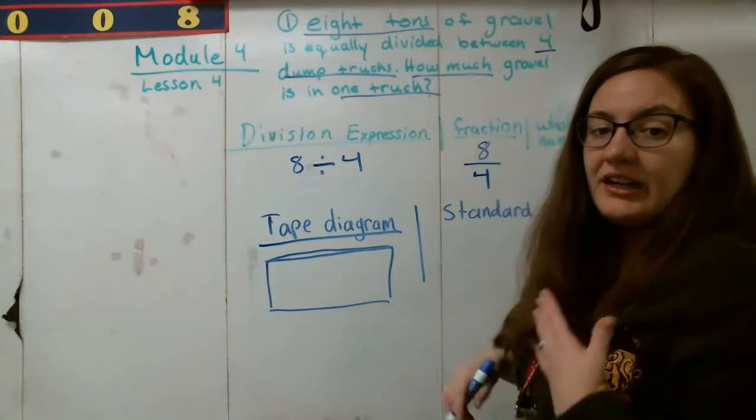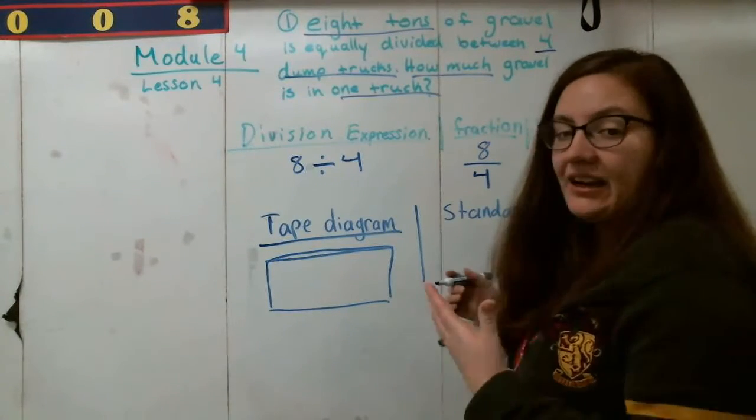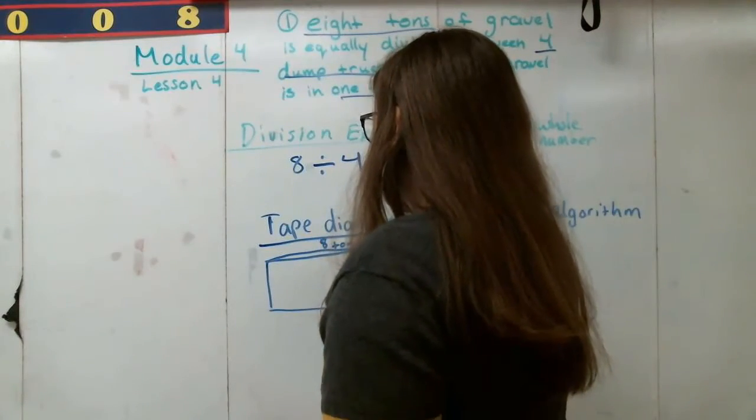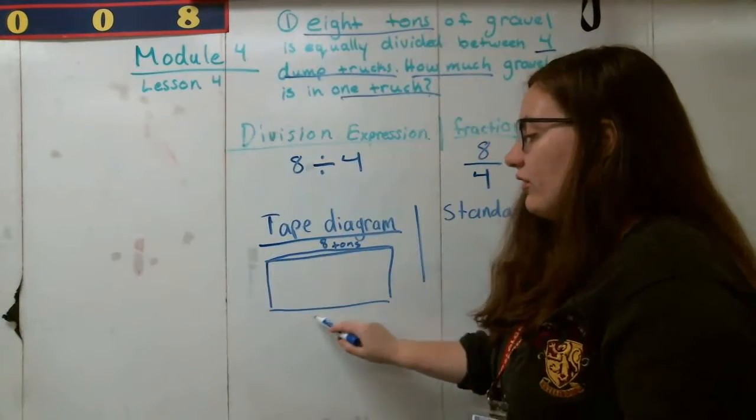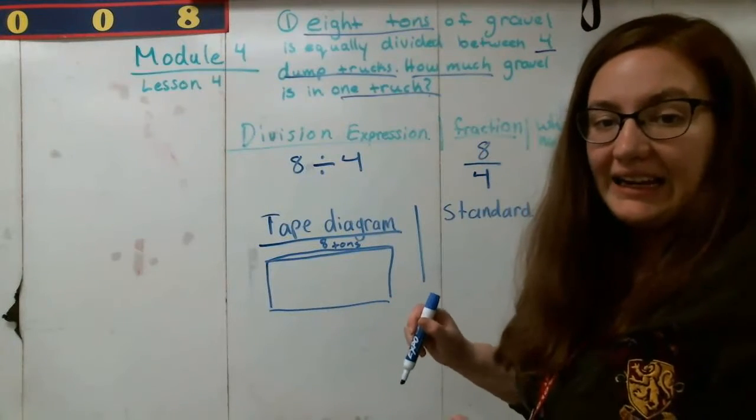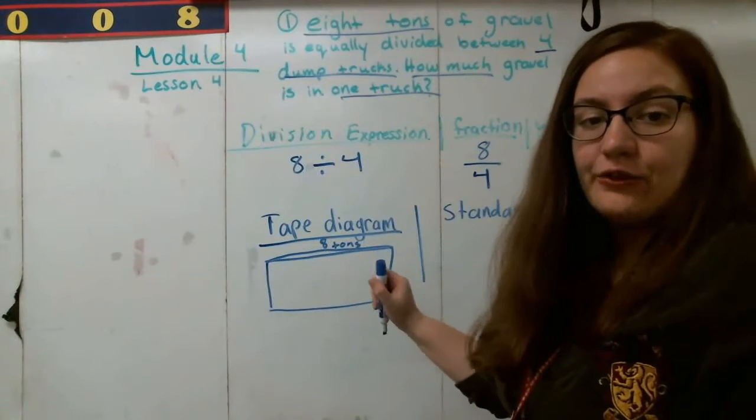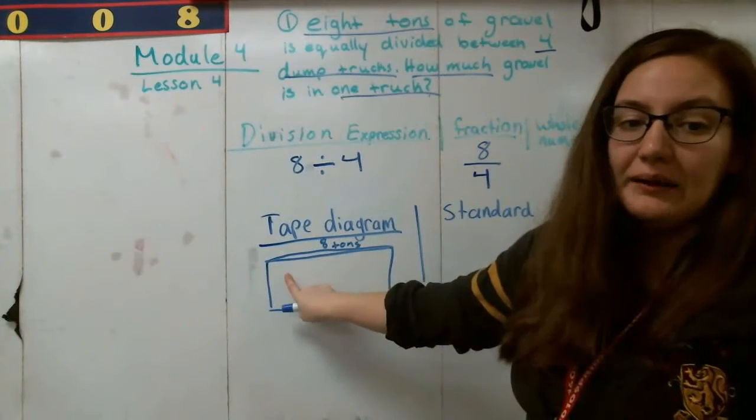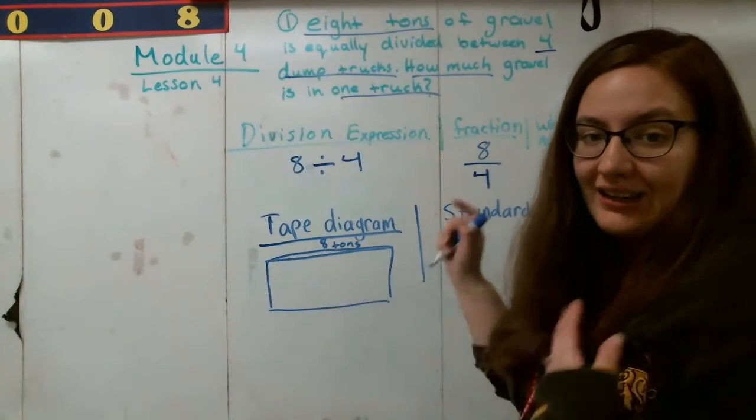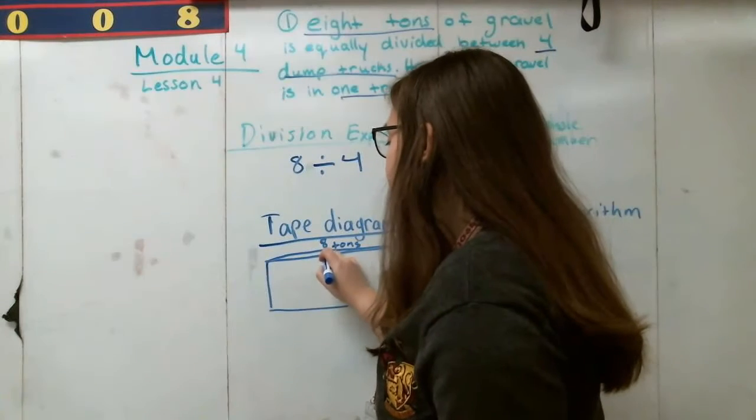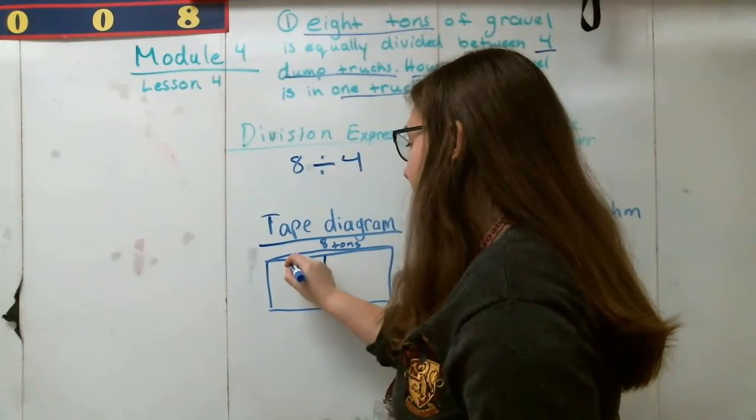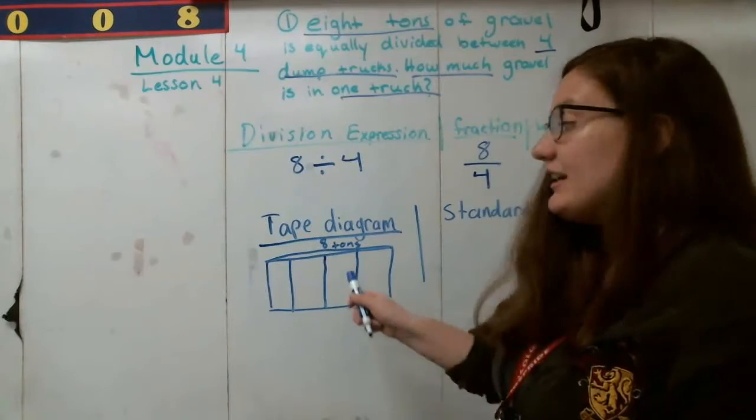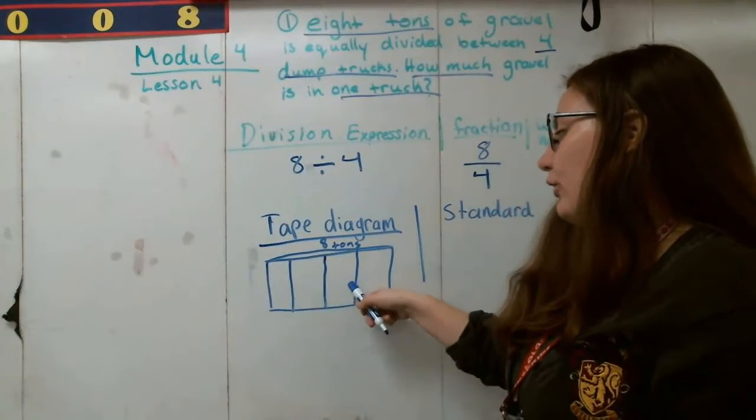What I want you to think about is, what are we dividing? We are dividing gravel, and that gravel is equal to 8 tons. So we're going to say that this whole tape diagram right here is equal to 8 tons. Now, this 8 tons of gravel is being divided into 4 different dump trucks. So what I'm going to do is I'm going to show in my picture how 8 tons is being divided into 4 equal parts. So we're going to cut it down in the middle, cut those in half, and cut those in half. And now what I have is I have 8 tons divided into 4 parts.